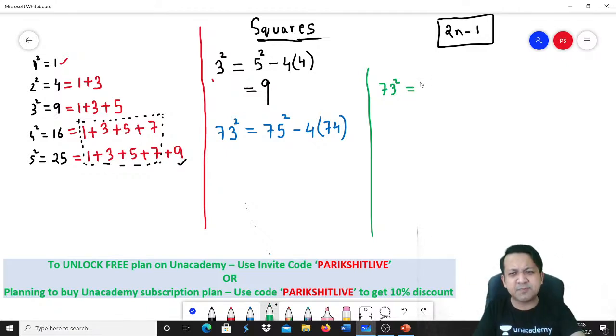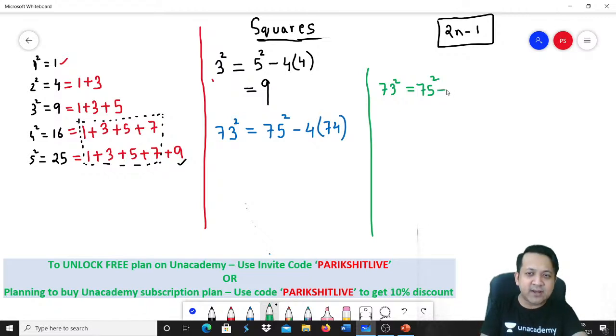73 square must be the same as 75 square, correct? But the problem is 75 square has got 2 extra terms. What are those 2 extra terms? It has got the 74th odd number extra and the 75th odd number extra. So these 2 terms are extra.